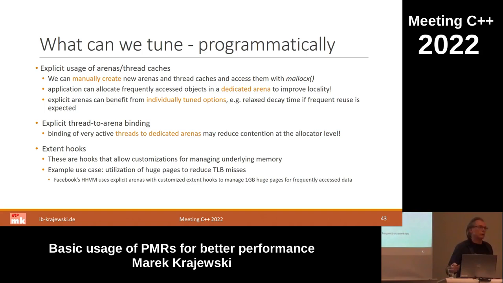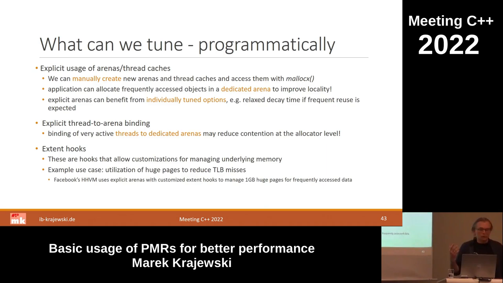Okay, good. And then we have extent hooks. It's far too advanced, but these extent hooks allow you to implement your own memory handling. An example use of it, because it's so cool, is utilization of huge pages to reduce TLB misses. I've had it already in some presentation here. And it was done by Facebook HHVM. They wrote their own extent hooks to manage one gigabyte huge pages for frequently accessed data. It's a cool thing. And it's open source. You just have to Google for it.